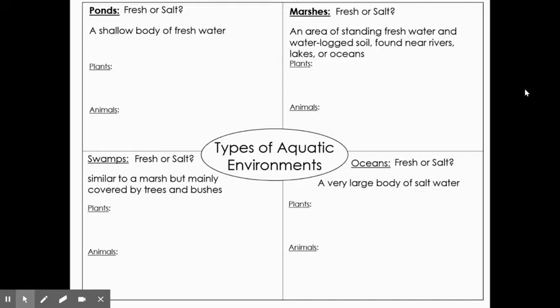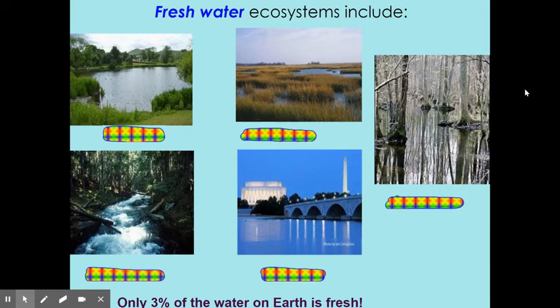Okay, so here are the four kinds we're talking about today: ponds, marshes, swamps, and oceans. And at the end, you're going to fill out a sheet that looks similar to this.